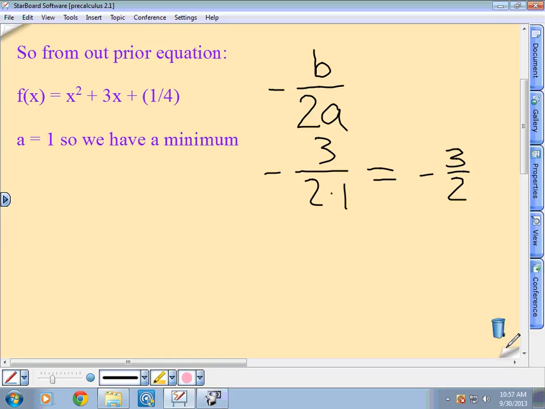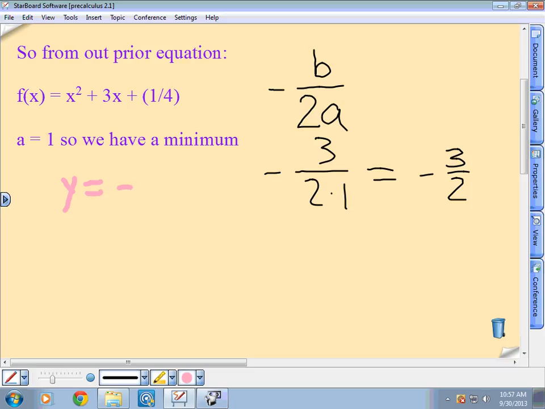Now, if you wanted to find both coordinates of your vertex, this is negative 3 halves. That's going to be your x coordinate, your axis of symmetry. So x equals negative 3 halves will be your axis, that x line. Then your vertex will be on this line at that y value. My y value is just f of x.